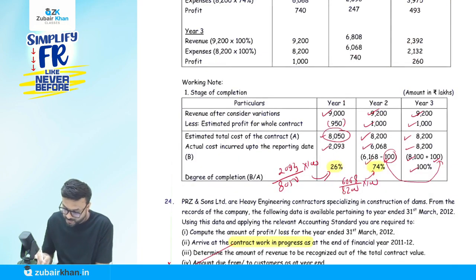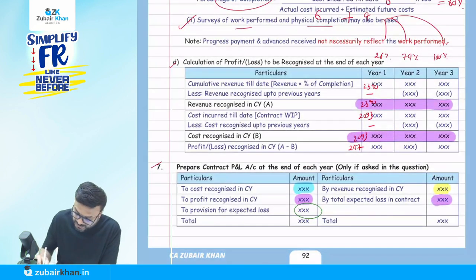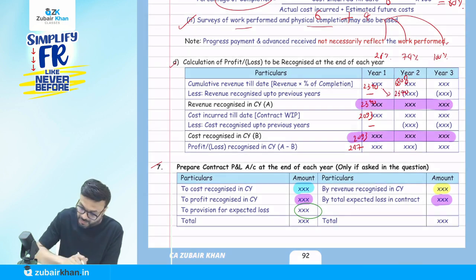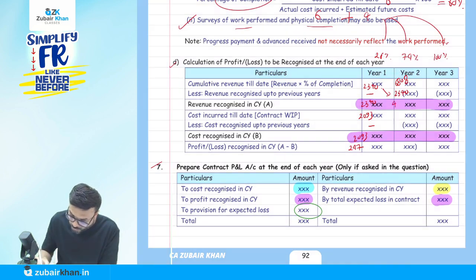Second year. How much is the revenue till that year? We are expecting 9,200. But how much work has been completed? 74%. So 9,200 multiplied by 74% is coming to 6808. Now how much revenue did we recognize till the first year? Previously that is 2340. So 6808 minus 2340, how much is that coming to?